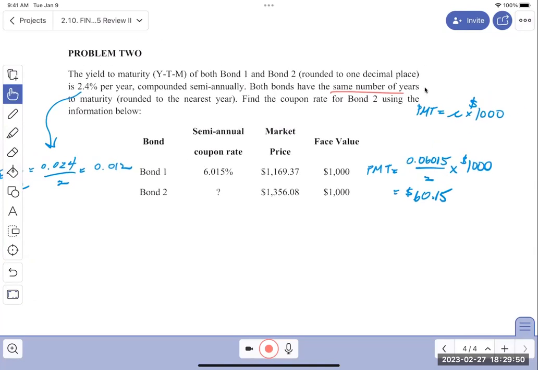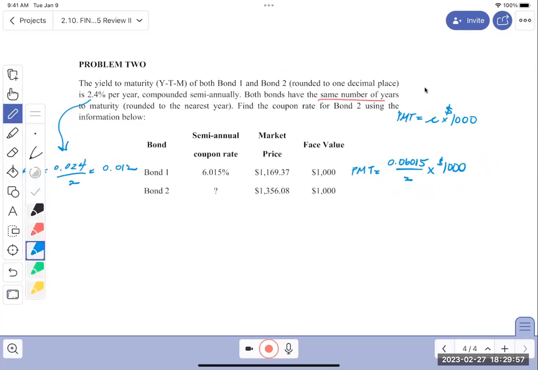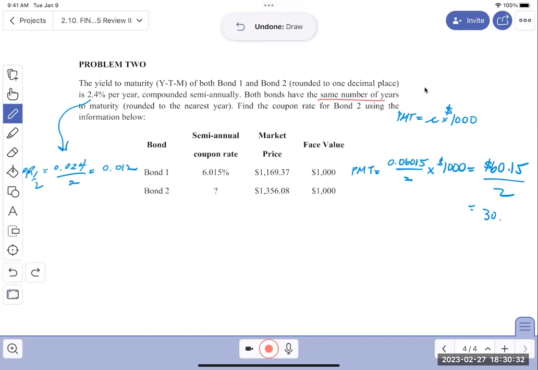Let me put it on the same line. No, that is not the answer. So 61.5. All I did was move the decimal three spots. So it's 61.5, so $60.15. Now, let's write. Professor, my bad. The answer is supposed to be 30.075 for the payment. Oh, I forgot to divide by two. Divided by two, yeah, no problem. And so it's 30.075. There you go, because we have to divide by two. Equals 30.075, right?